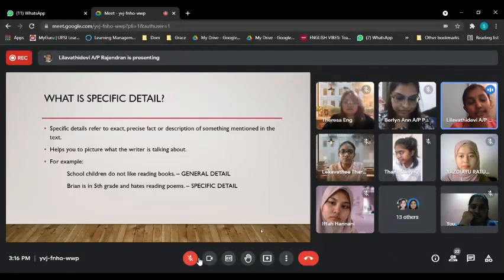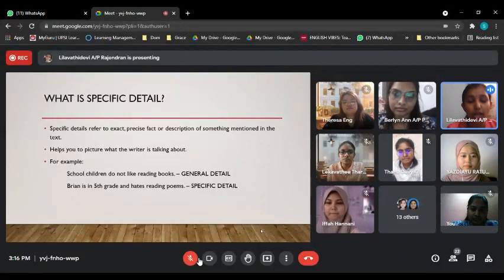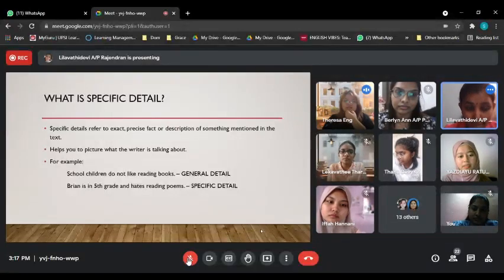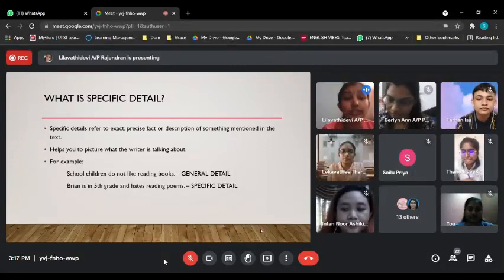For example, you can see here, school children do not like reading books. It's more of a general detail. They just say school children and that they don't like reading books. But to specify the detail, it is stated that Brian is in 5th grade and he hates reading poems. To make it specific, they stated who the school child is, which grade he is in, and what kind of reading he hates. So this is a specific detail. Can you understand? Yes, teacher. Am I going too fast? No, teacher.